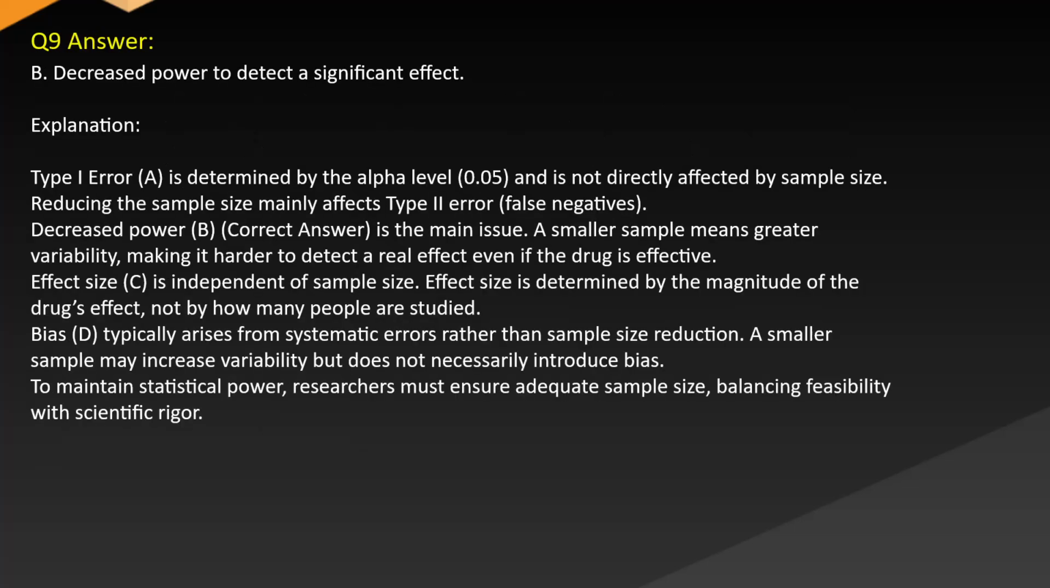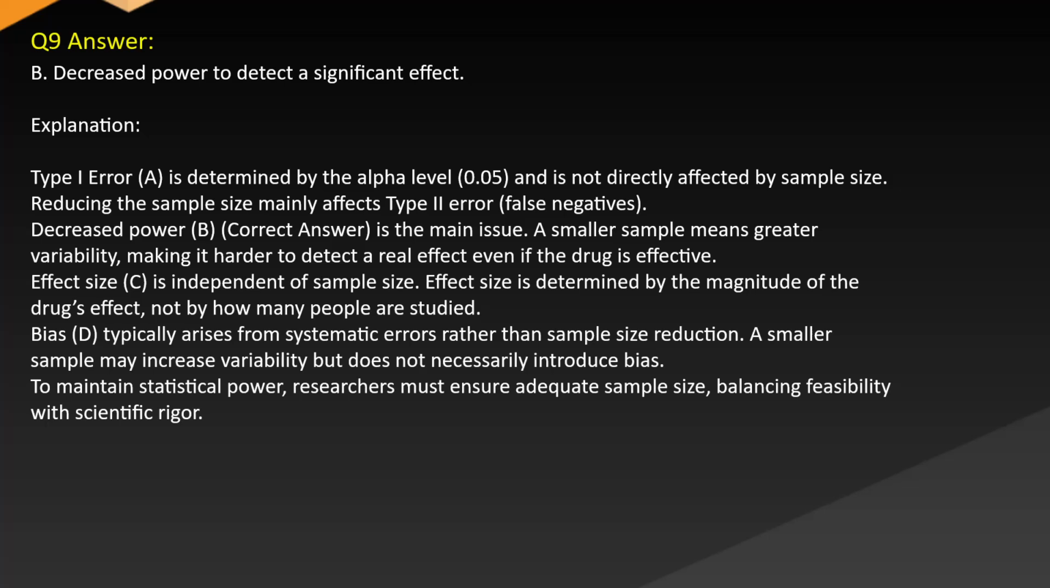Answer B. Decreased power to detect a significant effect. Explanation. Type I error is determined by the alpha level, 0.05, and is not directly affected by sample size. Reducing the sample size mainly affects type II error, false negatives. Decreased power, B, correct answer, is the main issue. A smaller sample means greater variability, making it harder to detect a real effect even if the drug is effective.